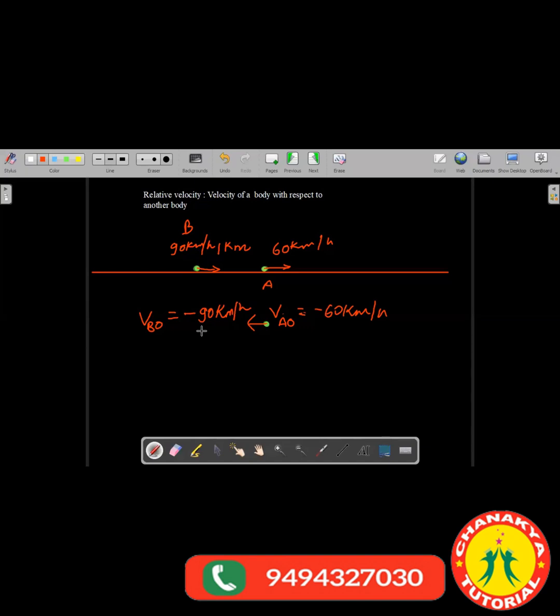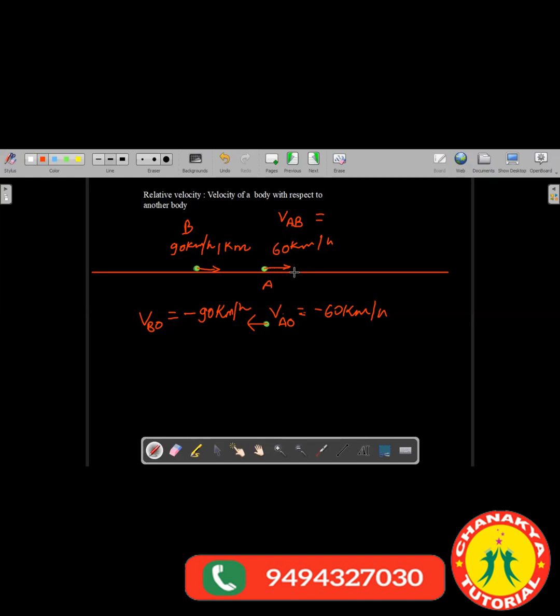Okay. In a similar way, what will be the velocity of B with respect to A? I want to find the velocity of B with respect to A. Could you repeat? Okay, so what will be the velocity of B with respect to A?